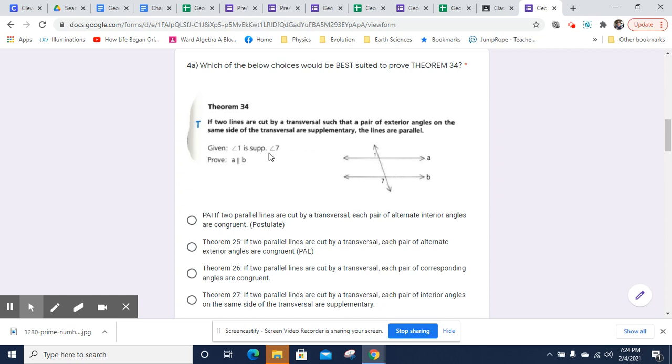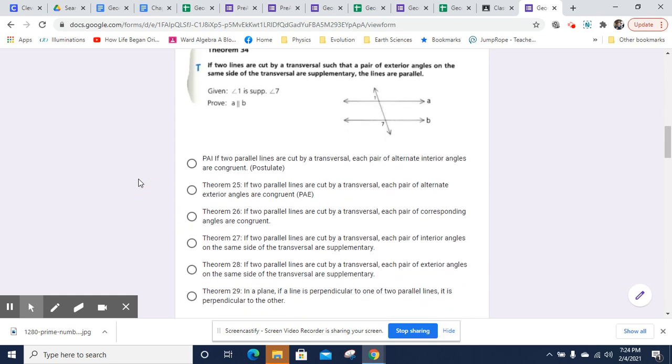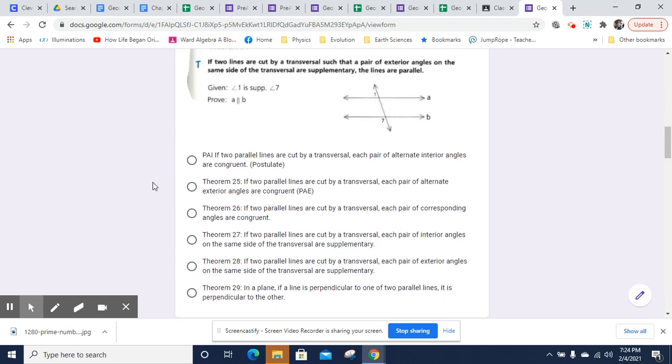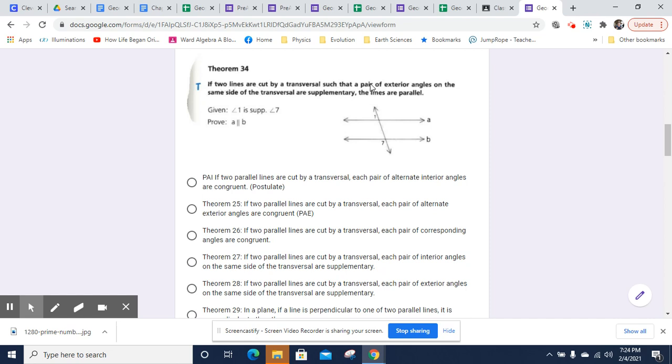So what we want to do is take this idea that they are supplementary, and look for one that goes in the reverse of that theorem. That theorem says, if they're cut by the transversal so that those two exterior angles on the same side are supplementary, then the lines are parallel. So we find one where the exterior angles, so here, Theorem 28, if two parallel lines are cut by a transversal, each pair of exterior angles on the same side of the transversal are supplementary. So this is just saying the same thing in reverse.